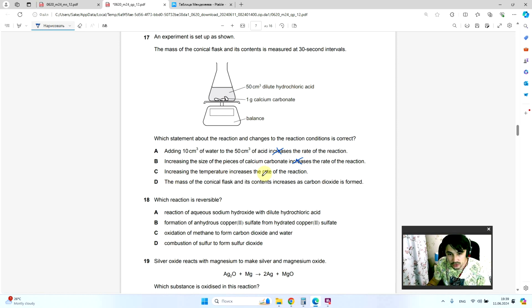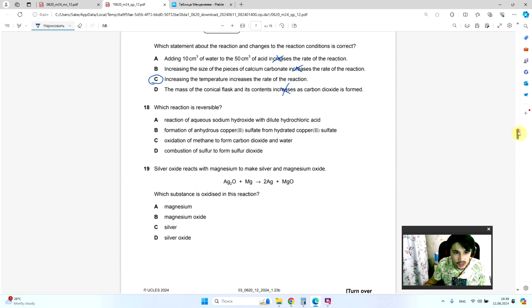Increasing the temperature increases the rate of reaction. Absolutely fine with that, because you know there is a direct relationship between temperature and rate. The mass of the conical flask and its contents increases as carbon dioxide is formed. No, carbon dioxide is a gas and it goes off, and the contents decrease in mass. So this part is not correct. Let's move on. Question number 18.